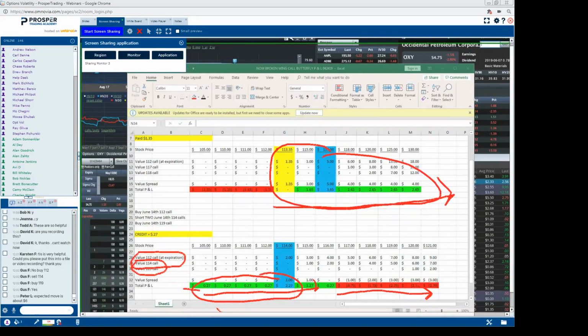So, listen, it's certainly a valid strategy. I'm not saying never to do that. I don't want to have this risk here for a 27-cent credit to start the day with. That's just me.